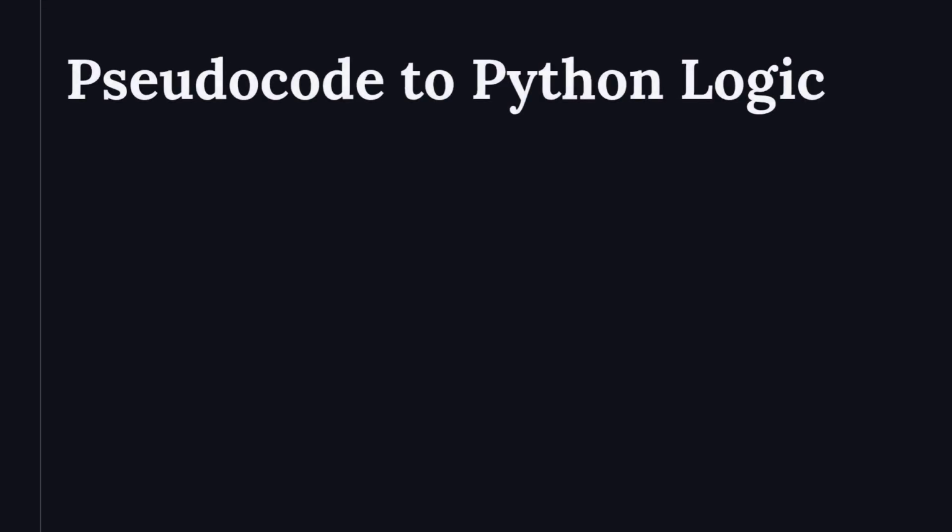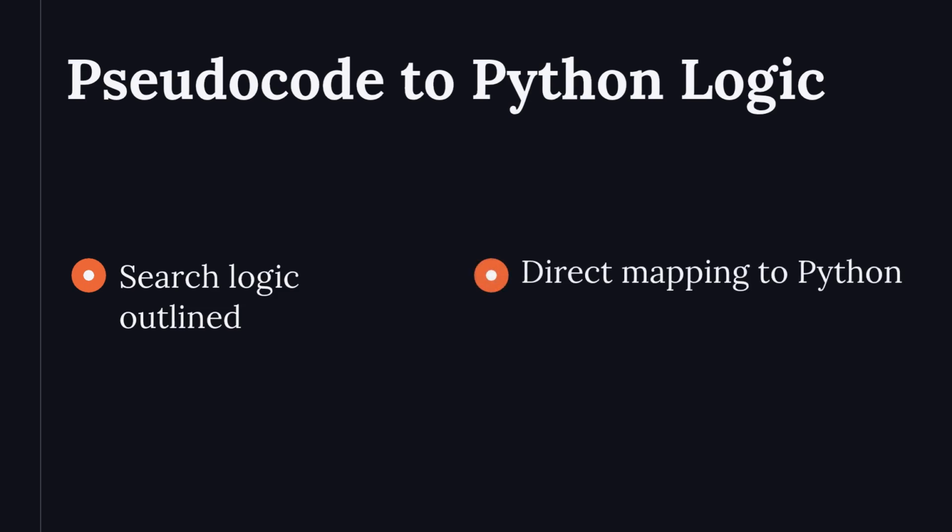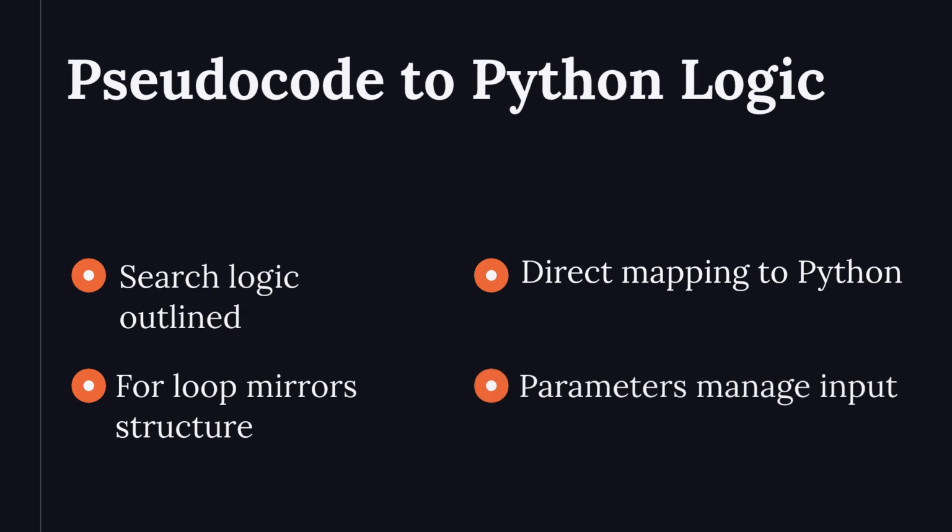Pseudocode outlines the search logic clearly. Python implementation maps directly from pseudocode. The for loop and if statement mirror pseudocode structure. Input and output are managed through parameters and returns. This demonstrates the seamless transition from design to code.